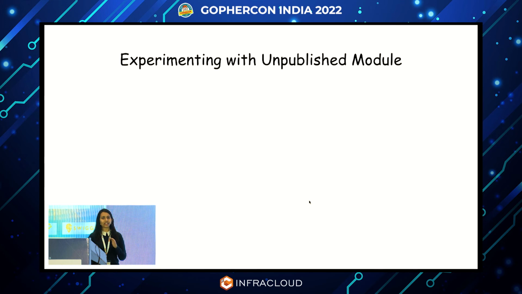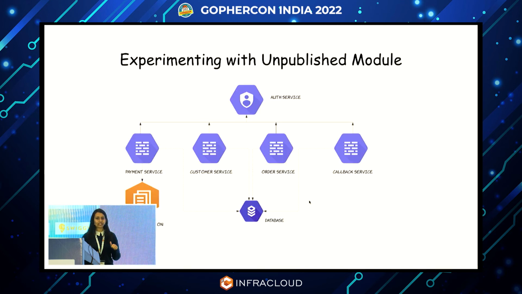So this is like we can test all the local changes with the workspaces, but it is more. We can also test the unpublished module. So what is an unpublished module? Any module that you have not committed to the GitHub repository is an unpublished module. So let's see how we test it. Let's take the example of the same architecture we are using.